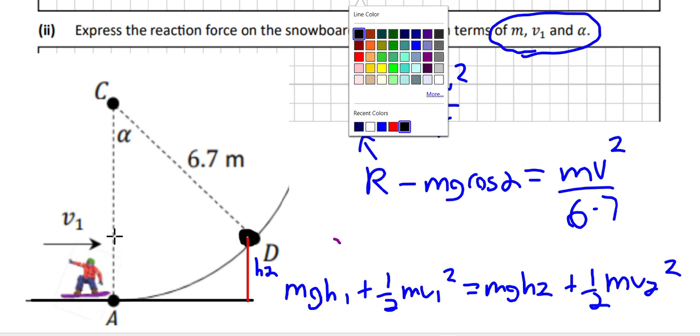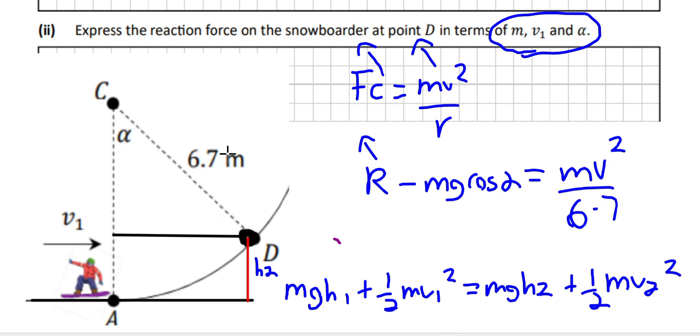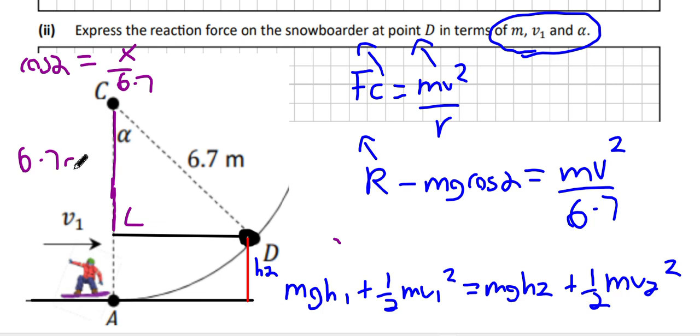Alright, let's do some trigonometry to find h2. Could anybody tell me what this purple distance is? Anybody got a way to find that purple distance? 6.7 cos A. Because if I call that x, cos A would be x over 6.7. So x on its own is 6.7 cos A. Now, does anybody know how to find the red line then?